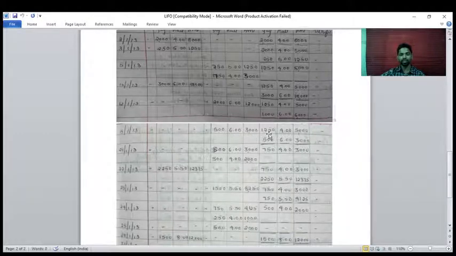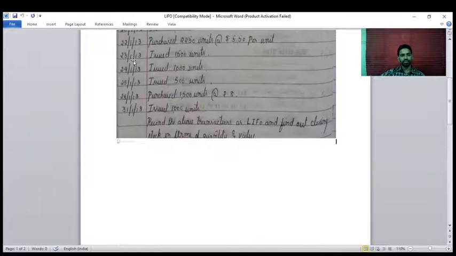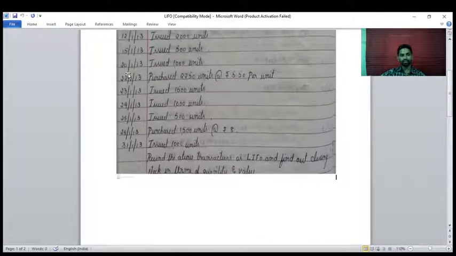Again we have to maintain the balance on this date. So earlier stock as it is, 1250 at the rate of 4, it's 5000. From this 1000 we issued 500 units, the remaining balance is 500 units at the rate of 6, it's 3000. Okay, so the next transaction is on 20th January 2013, issued 1000 units.